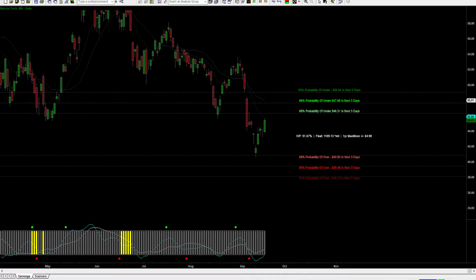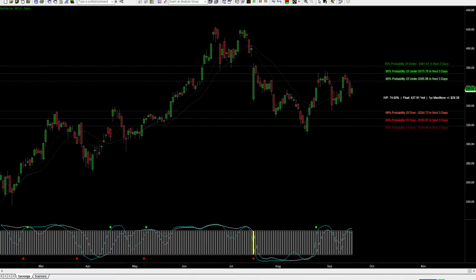We'll be looking to do an iron condor with this play just because it's an earnings report and you never know which way it's going to go. So we'll be doing an iron condor trying to keep about 80% or more probability of out the money. We'll probably look to do somewhere around $47 to $49 on the top side and somewhere around $39 to $38 on the bottom side. So stay tuned for that play. We'll be posting that video in a couple days.